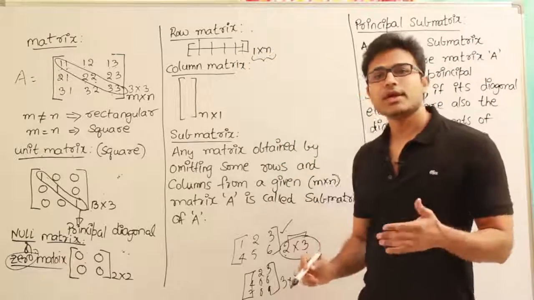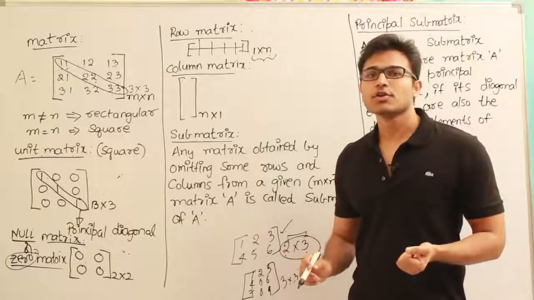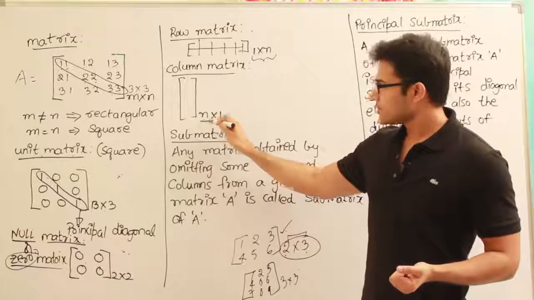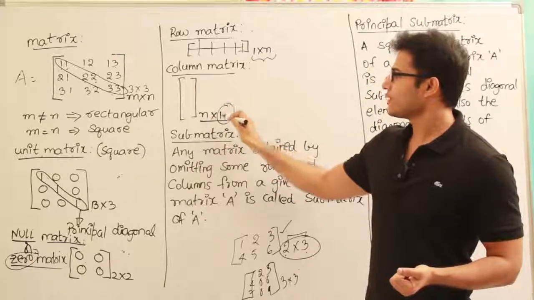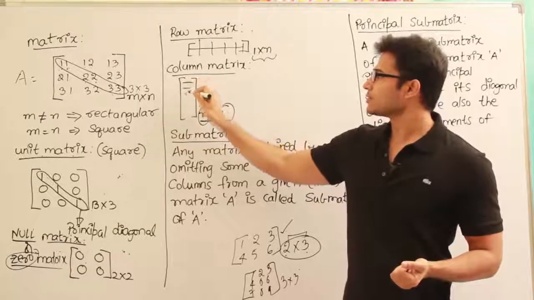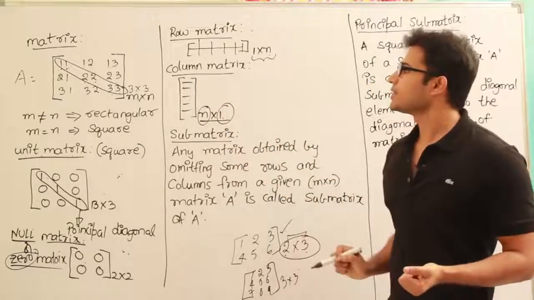And column matrix. Column matrix means the entire matrix will consist of only one column, right? So the normal representation is like this: n by 1. N by 1 means one column, and n means n rows, right? So n by 1 means like this.